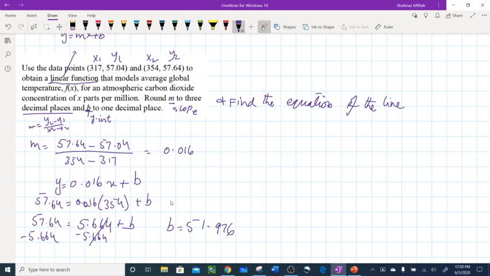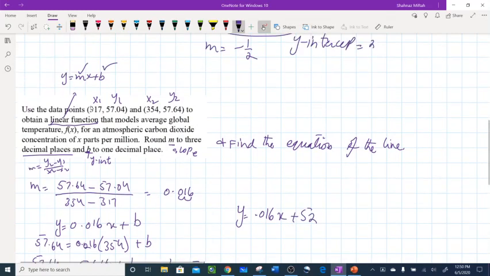It will give me 51.976. They are telling me the slope is supposed to be 3 decimal places, which is 1, 2, 3. But they said the y-intercept is supposed to be 1 decimal place, so I have to round it. If I round up 51.976, it's going to go to 52. So my b is 52. Now they said find the equation of the line, and this is what I'm doing. My equation is y equals, and that's the final answer, 0.016x plus 52. Do you remember? That's exactly what I said: I need b and m. So that was b, and that's m.